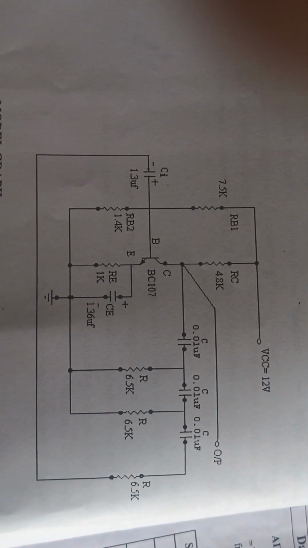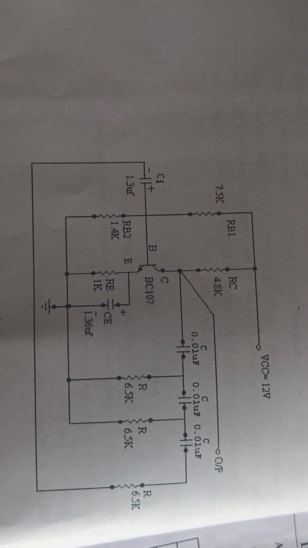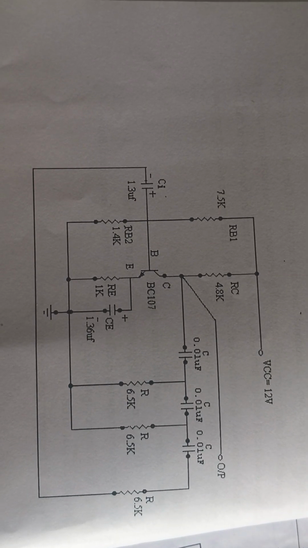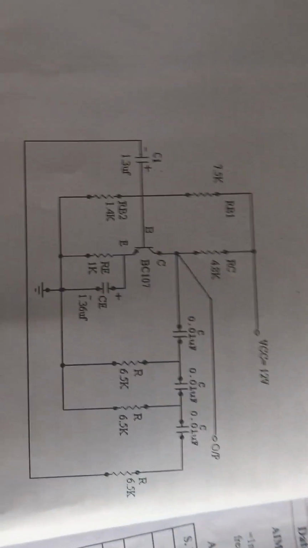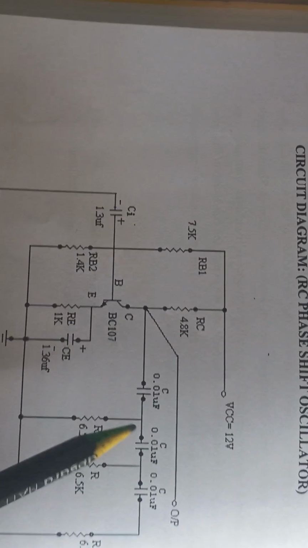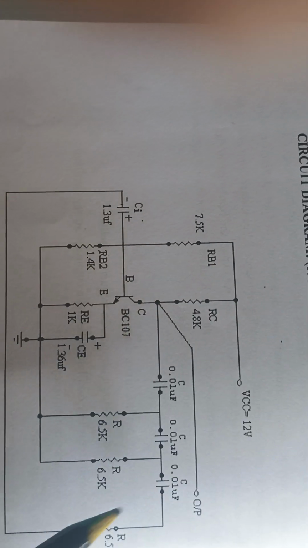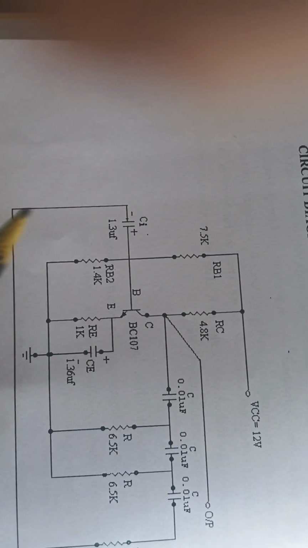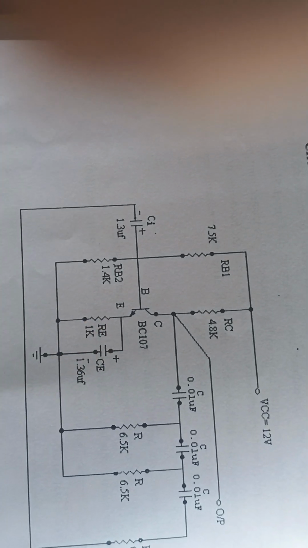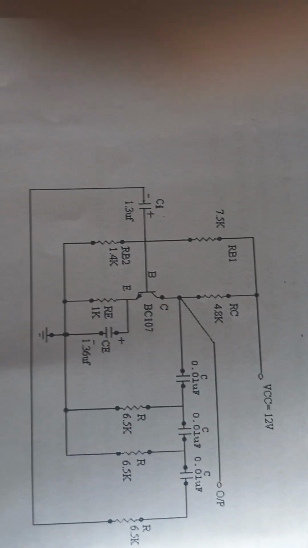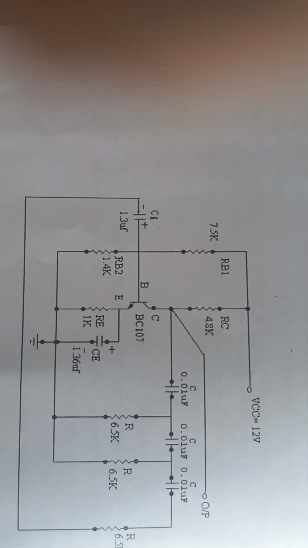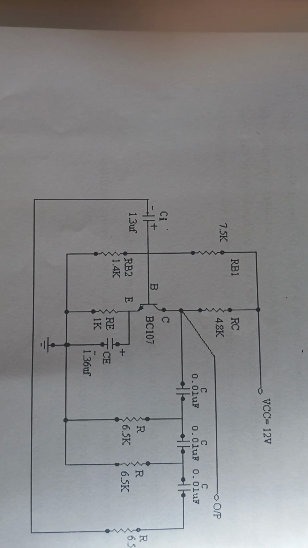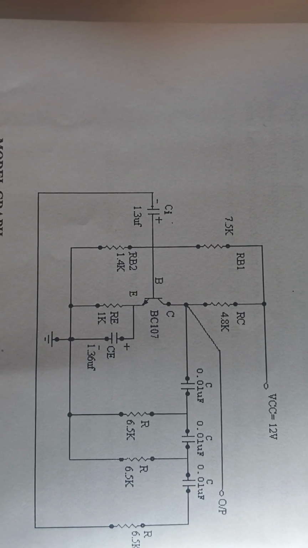In this RC phase shift oscillator, R the resistor and C the capacitor form the feedback. So in this circuit we have three RC networks. These three networks will be given as feedback to the transistor. Each RC network gives a 60-degree phase shift. Totally we have a 180-degree phase shift which is given as input to the transistor.